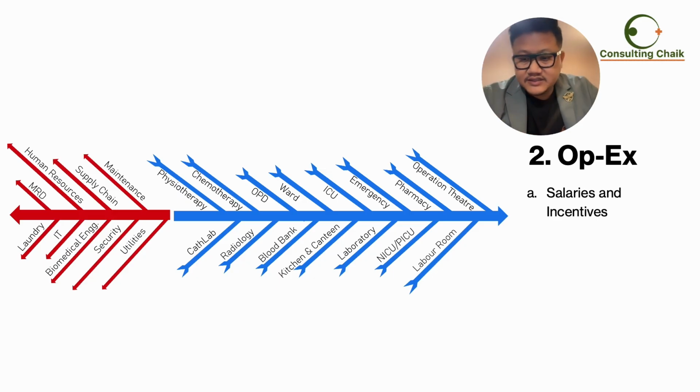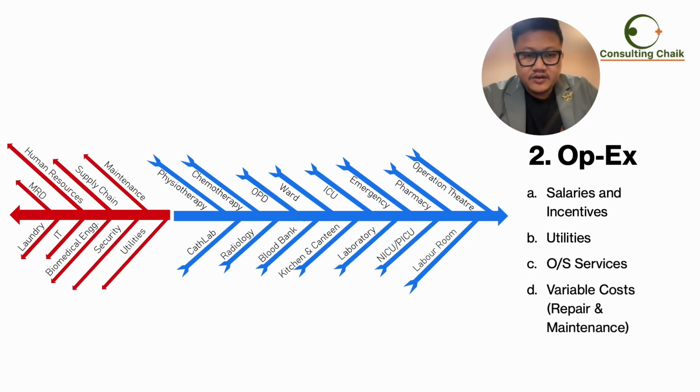Operational expenses: one part is the salaries and incentives that you give to your staff. Second is the utilities. Then your outsourced services. Then certain variable costs like your repair and maintenance. And you also need to see the adherence to the budget. We'll talk about budget in more detail in the next slides. From this diagram, you can see these operational expenses are all part of the red fishbone part. So let's go to the next point.